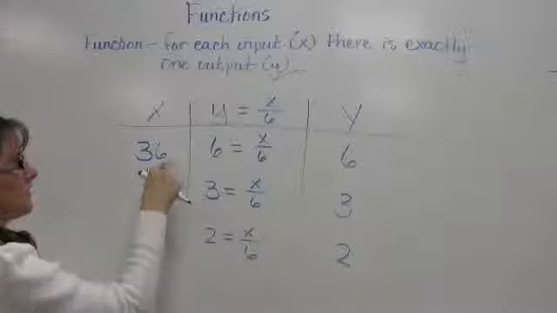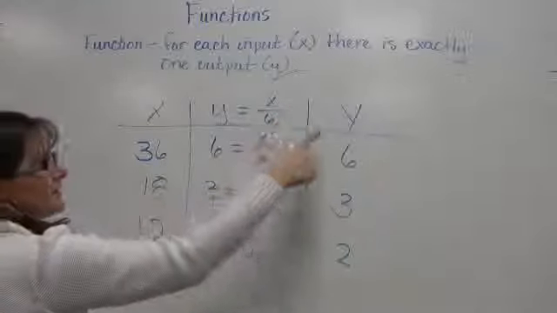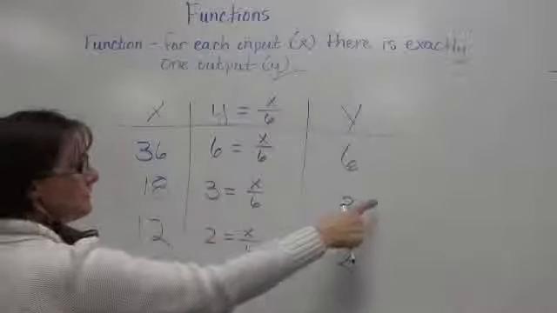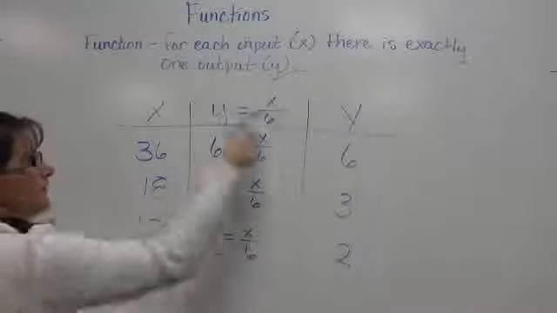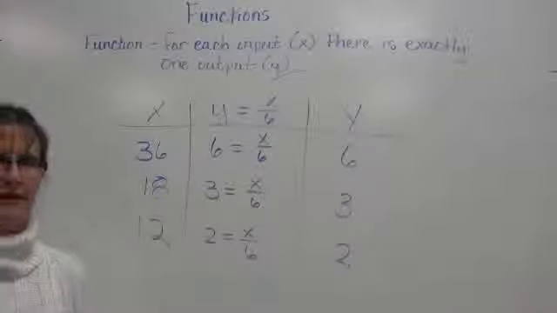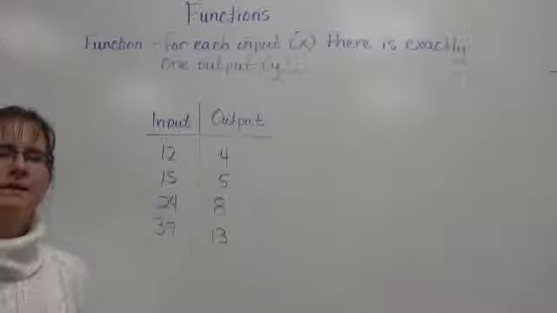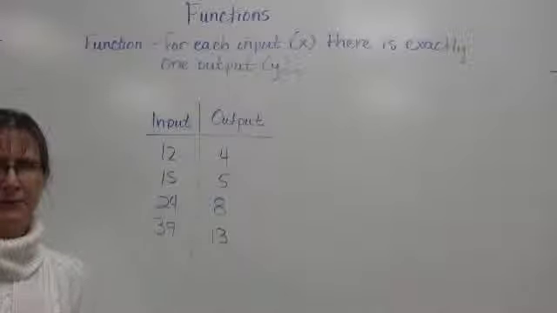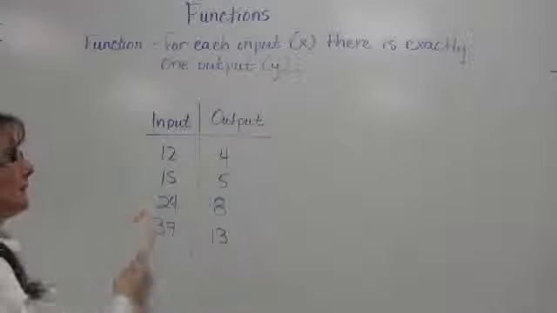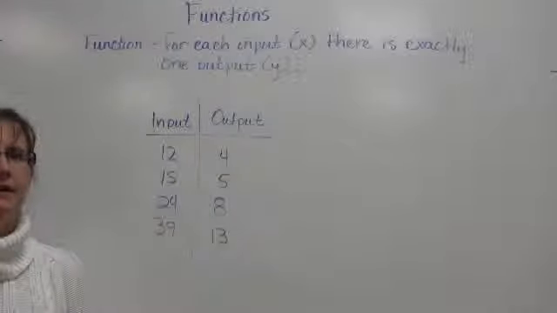We can check ourselves. 36 divided by 6 is 6. 18 divided by 6 is 3. 12 divided by 6 is 2. This is a function table. Sometimes they'll ask you to find the rule. Find out what the machine did to the input to get the output.